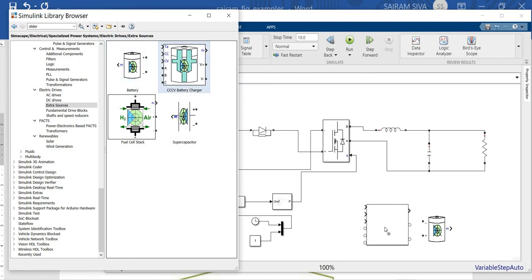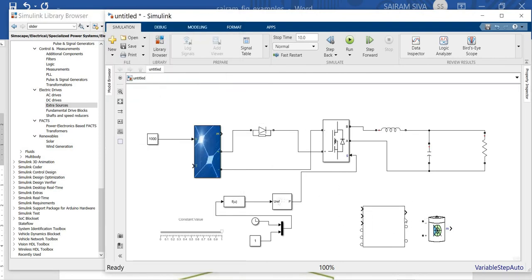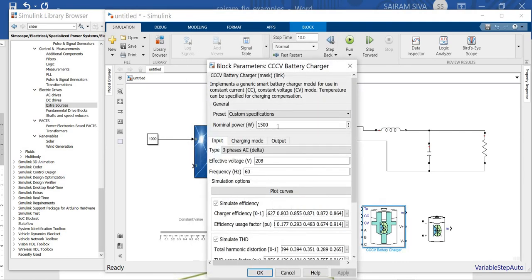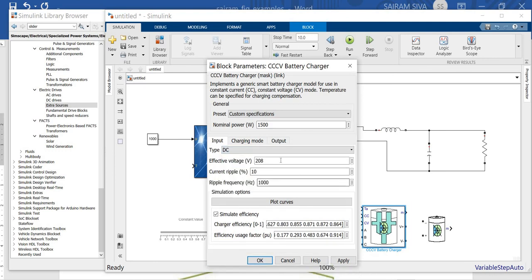I am going to select this charge controller. This charge controller, this is the very important point. I am going to set the values. How can I set the values? Please see, this is the custom specification. I'm going to set the DC unit.